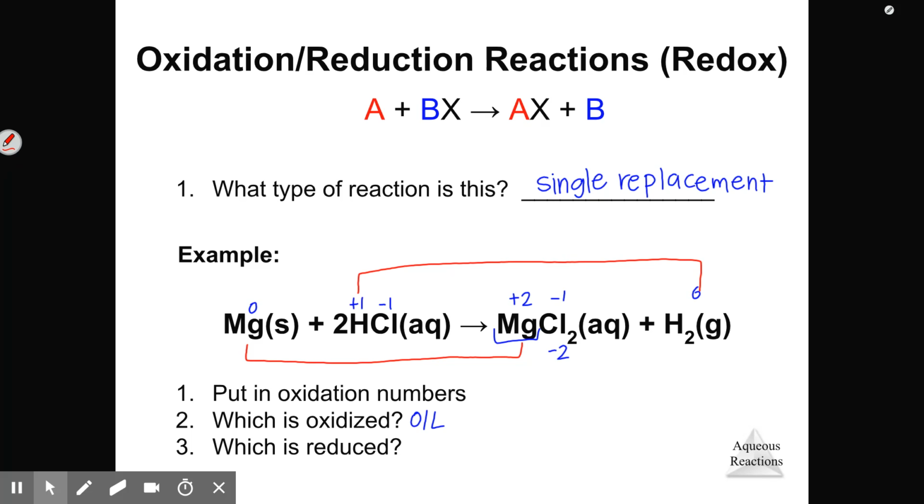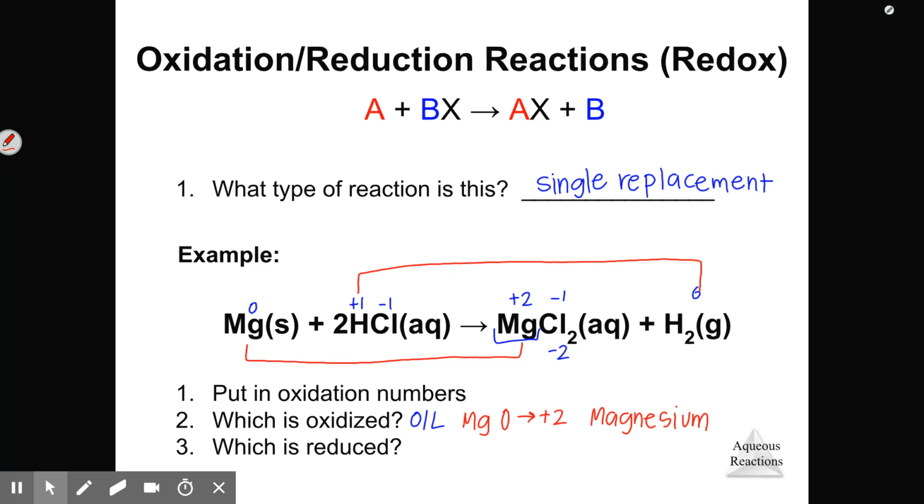Sorry for that interruption. Okay, so oxidation is loss. So if we lose electrons, we're going to become more positive. So in this case, magnesium went from 0 to +2, which means that it lost 2 electrons. So magnesium is the element that is being oxidized.